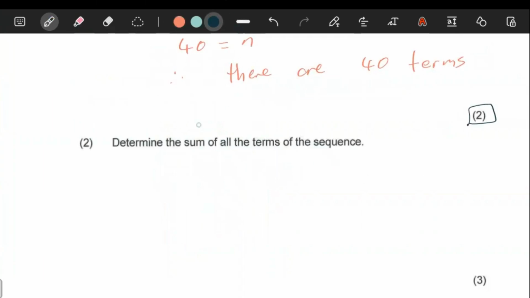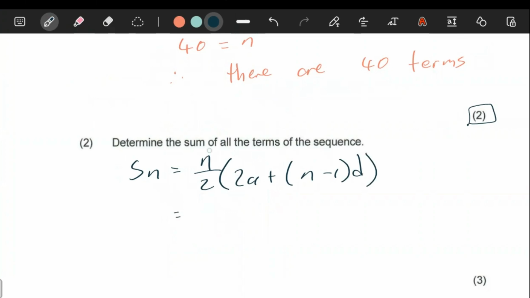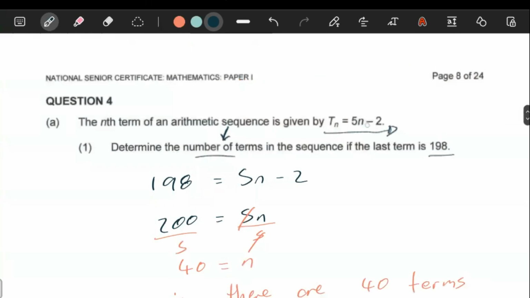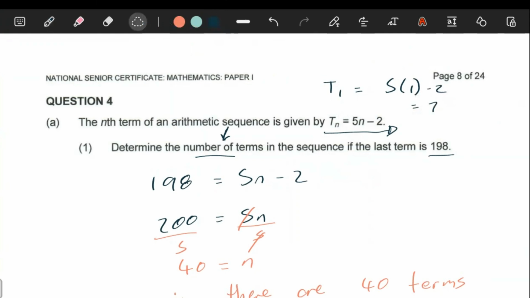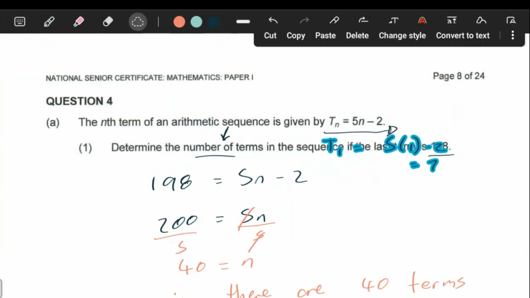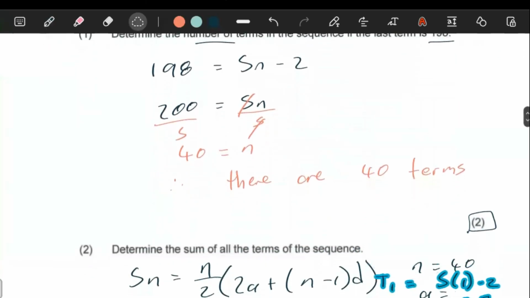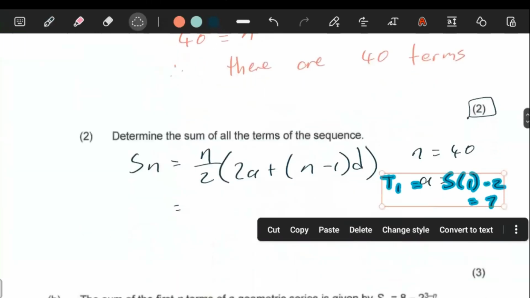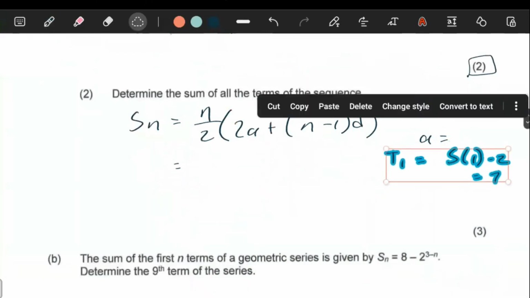Question 2 says, determine the sum of all the terms of the sequence. To determine the sum of all the terms, you're just going to use your Sn formula. It's an arithmetic sequence, so this is the formula you use. It's on your formula sheet. Keep in mind that the number of terms is 40. Your first term, you can get from your general term. T1 is going to be equal to 5 times 1 minus 2, which is just a 7.